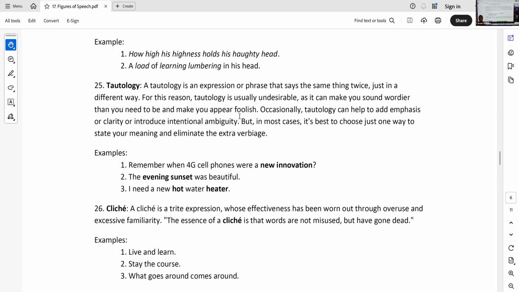But if you use tautology as a figure of speech, it means repeating the idea for effect. Here they are repeating the idea. Remember when 4G cell phones were a new innovation? Were a new innovation. Innovation is new. But here it is a literary device. It is a figure of speech. The author also knows that innovation is always new, but why is he deliberately repeating? Because he wants to highlight the idea.